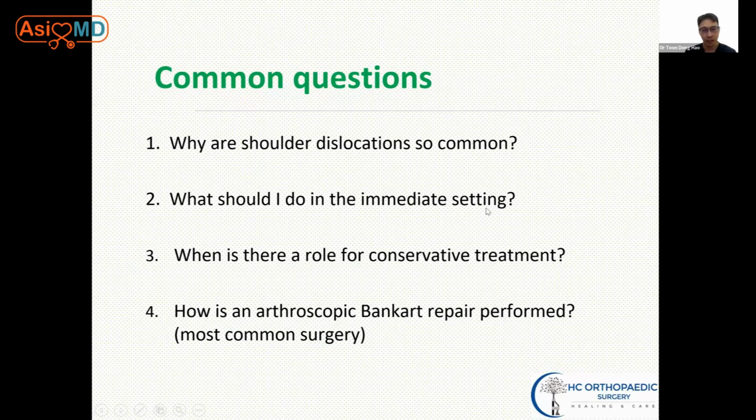From my experience talking to GPs and family doctors, there are a few questions that are commonly asked. For example, why are shoulder dislocations so common among all the other joints? What should I do in the immediate setting when I see a shoulder dislocation in the clinic? Is there a role for conservative treatment for shoulder dislocation? As well as how are arthroscopic Bankart repairs performed, which is the most common surgery done for a shoulder dislocation? My aim of this talk is to help you address all these questions towards the end, but feel free to let me know at any point if you have got any burning questions.